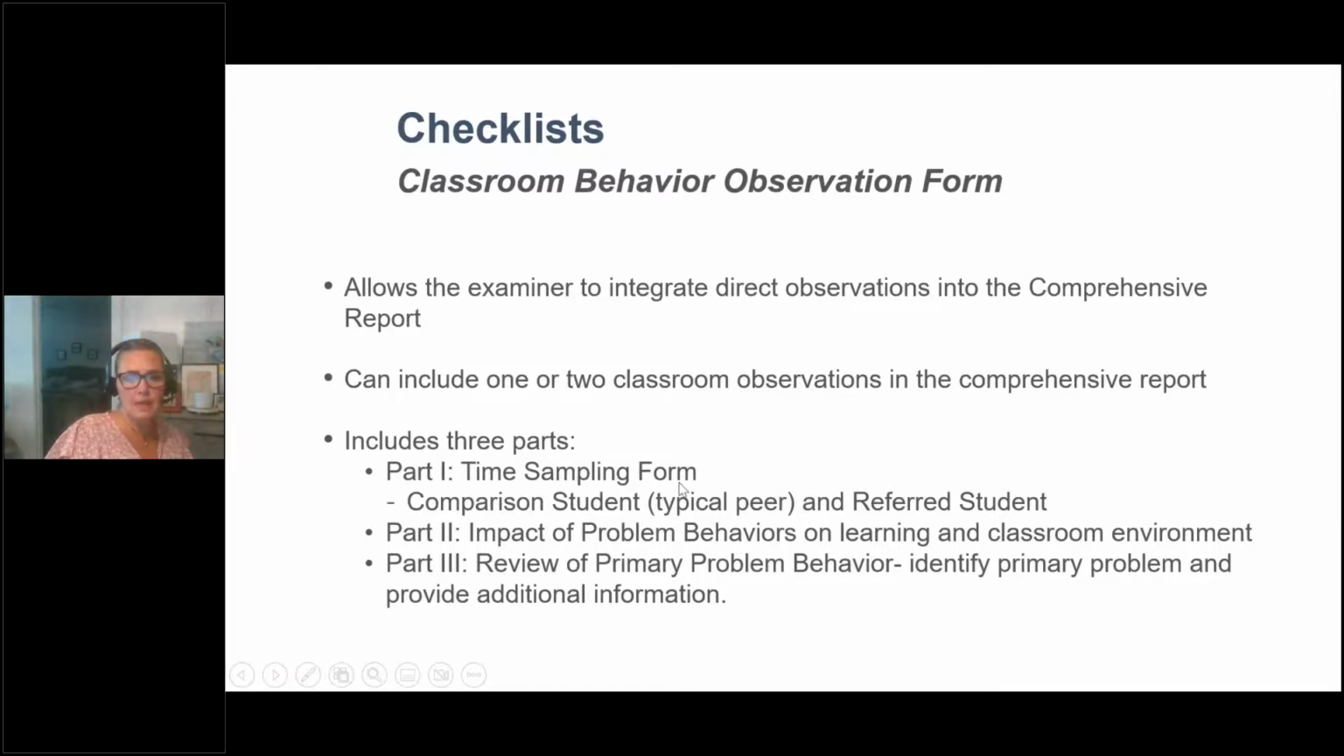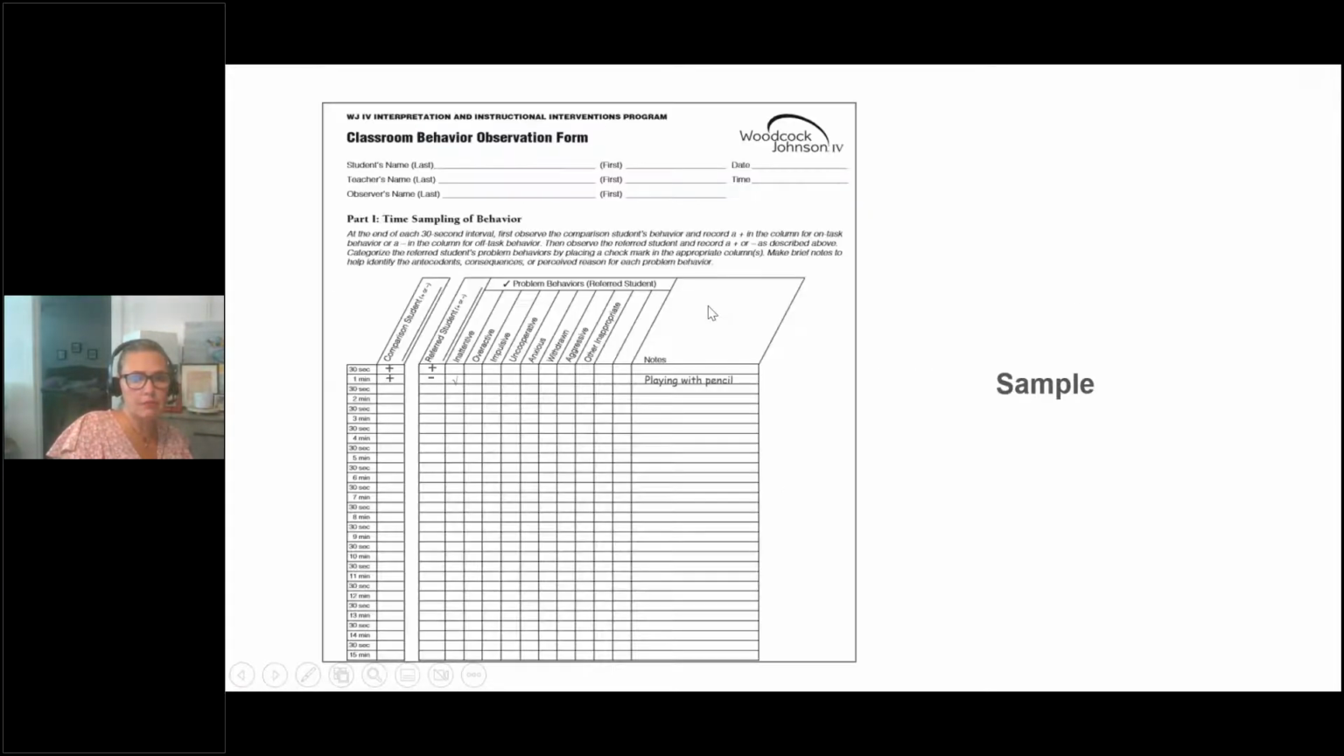Part 1 is a time sampling form where we can compare student to a typical peer. We can compare that referred student to a typical peer to see how that student's performing and what their behaviors look like. There's also a part 2, which looks at the impact of problem behaviors on learning in classroom environment. And then there's a part 3 that reviews the primary problem behavior. So identify primary problem and provide additional information. So there are 3 parts to this particular observation form.